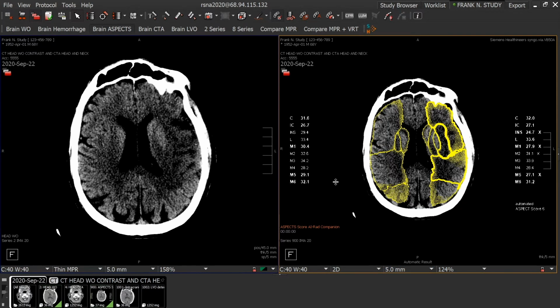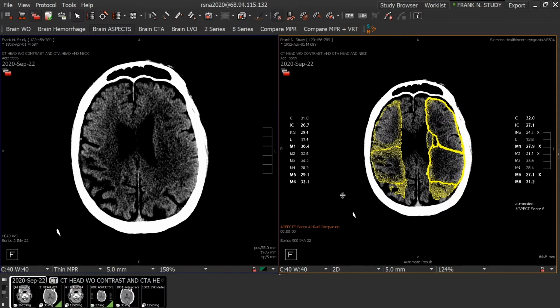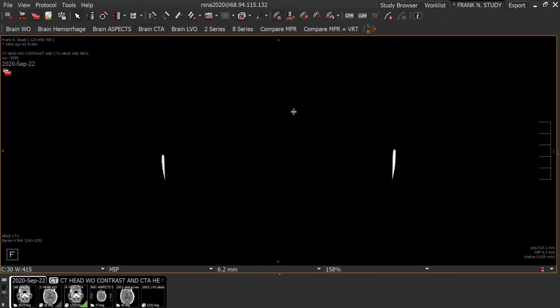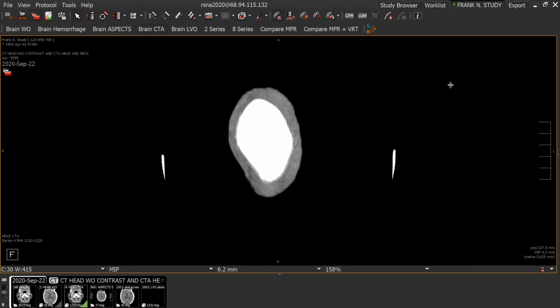In this particular case, the difference between an aspect score of 6 and a score of 9 isn't clinically significant, but an aspect score less than 6 could prompt the neuroendovascular team to obtain additional imaging or even exclude the patient as a candidate for interventional stroke therapy.